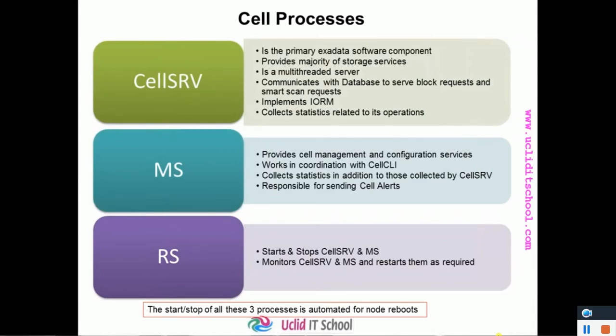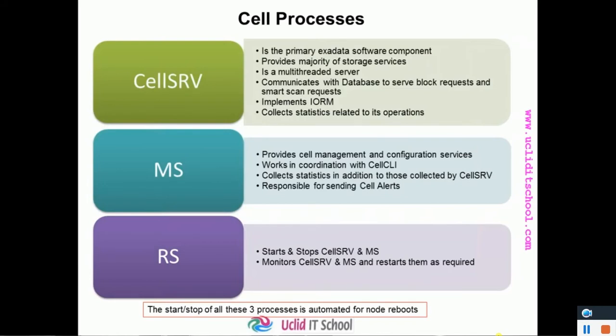When a fault occurs in the storage server, it automatically generates an alert, and the alert can be propagated to an SNMP based tool like OEM, or the alert can be propagated to email clients directly, so that you will receive that alert in the form of an email. So MS is responsible for managing and sending the alerts. And like cell server, MS also collects statistics related to its operation. So you can query these statistics to understand the performance of the storage server. At a later stage, we will see all these things.